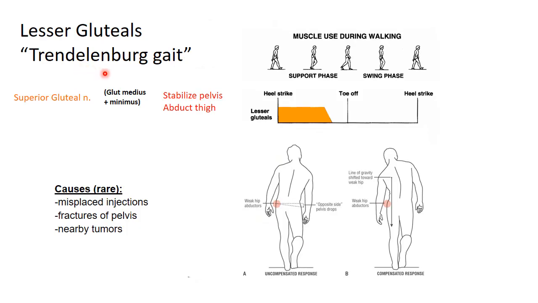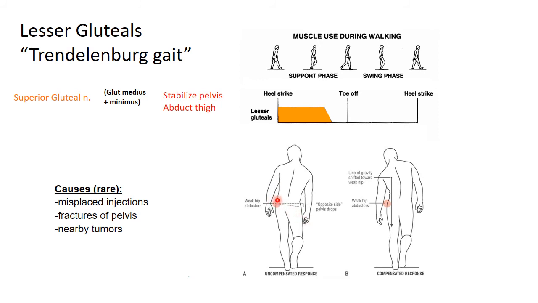So let's start with the lesser gluteals. They are innervated by the superior gluteal nerve. I can't say that properly, I don't know why. The gluteus medius and the gluteus minimus are stabilizing the pelvis and abducting the thigh. So again, we talked about how it's important to keep the pelvis level when we're walking. And when the superior gluteal nerve is injured, we actually see the pelvis is not level.